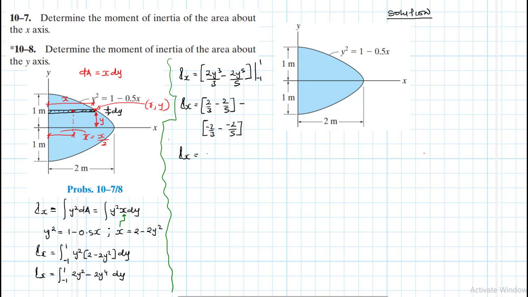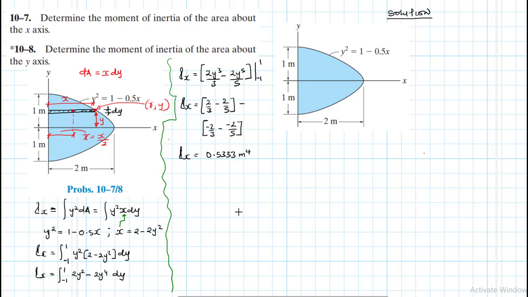Okay, there we go. So we have 0.5333. What are the units? Meters to the power 4. Great. So this is about it. We found the first part.